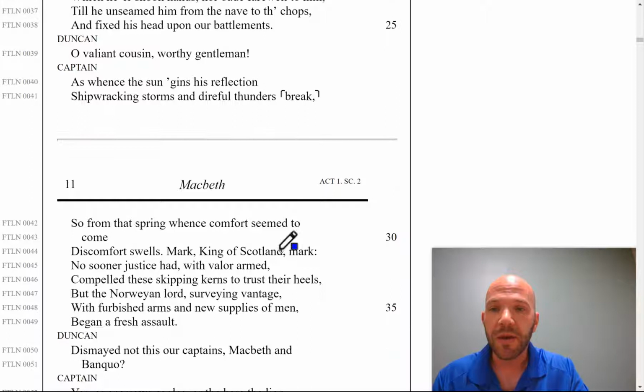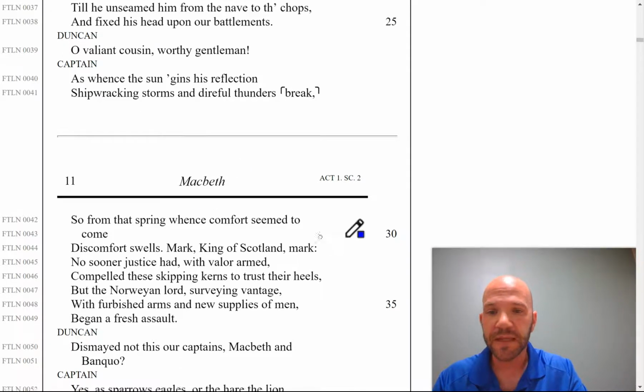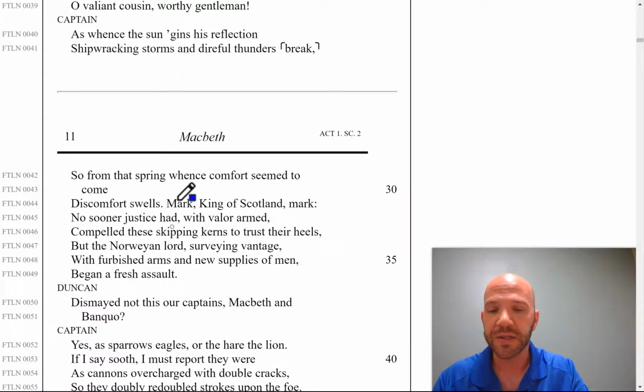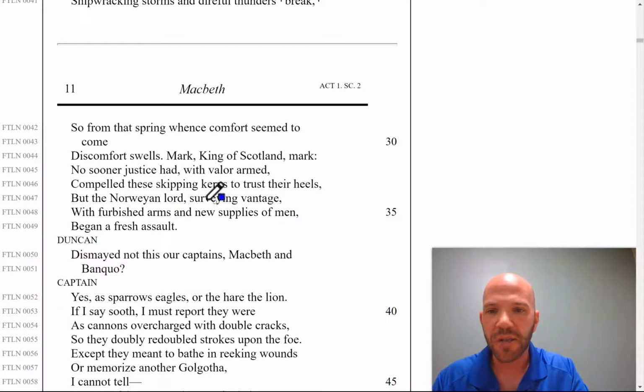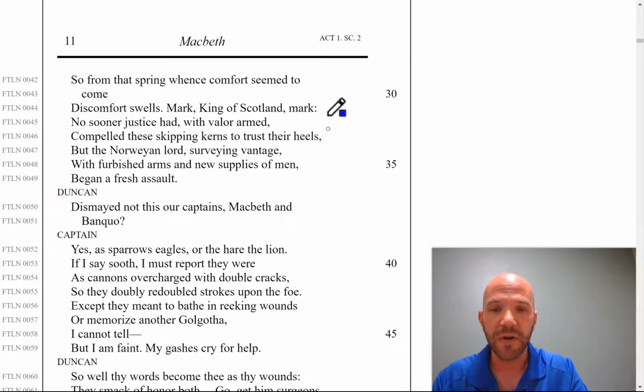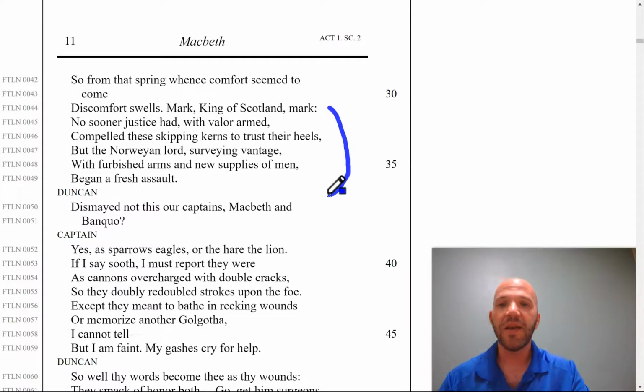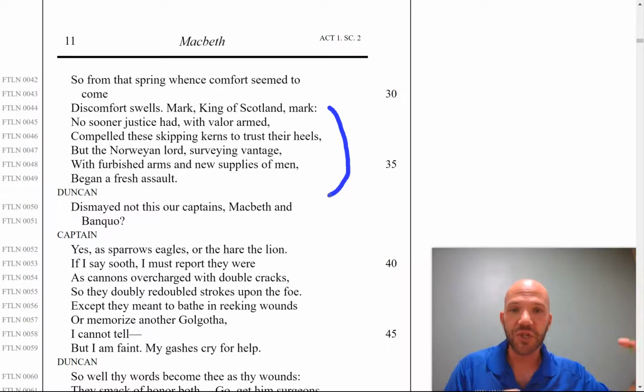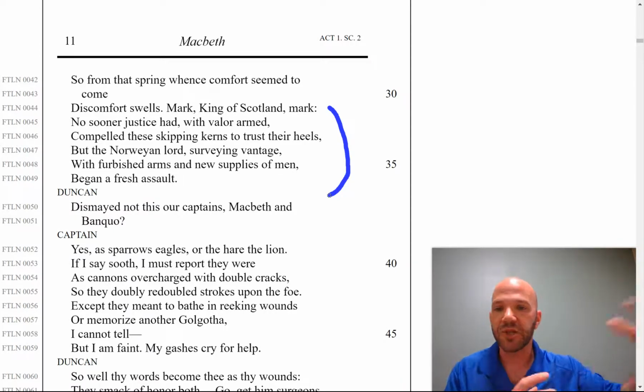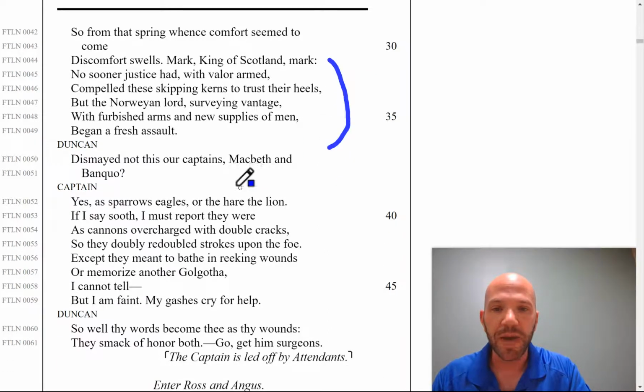Okay. Moving on. The captain then continues, "And whence the sun gins his reflections, shipwrecking storms and direful thunders break. So from that spring whence comfort seemed to come, discomfort swells." Basically looking like the battle kind of continuing on. "Mark, King of Scotland, mark. No sooner justice had with valor armed compelled these skipping currents to trust their heels, but the Norwegian lord, surveying vantage, with furbished arms and new supplies of men began a fresh assault." So here's some kind of description of the battle, that things seem to be changing, but then the Norwegians, who they're fighting, began a fresh assault, okay? And there was just more men, more supplies.